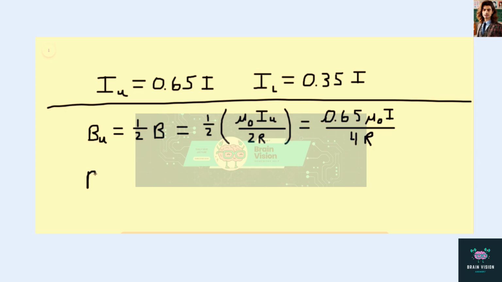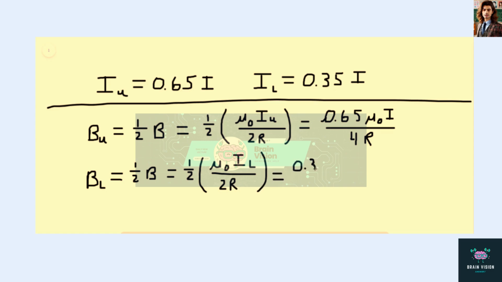Okay, now we can do the same thing for the lower part, B sub L, and this is also going to be 1/2 times the magnetic field B, but this is going to be equal to 1/2 times mu naught times the I from the lower part, I sub L, divided by 2r. Okay, so this is going to be equal to 0.35 mu naught times I divided by 4r.